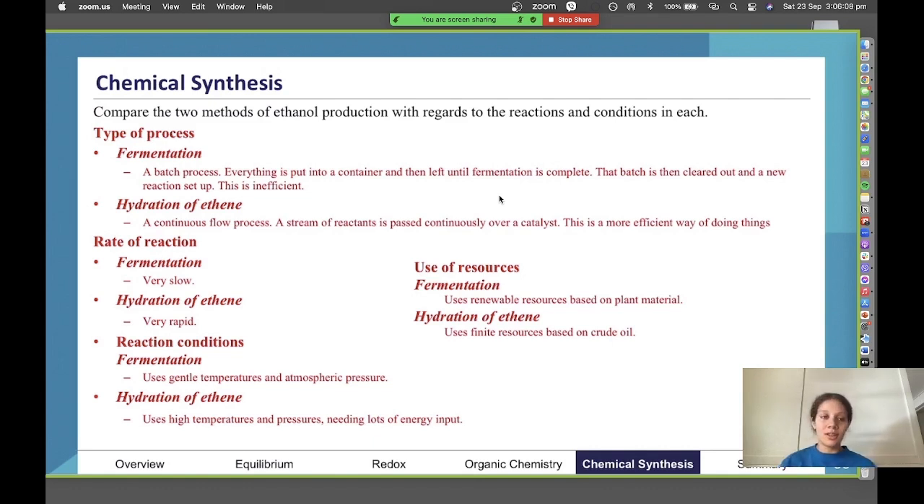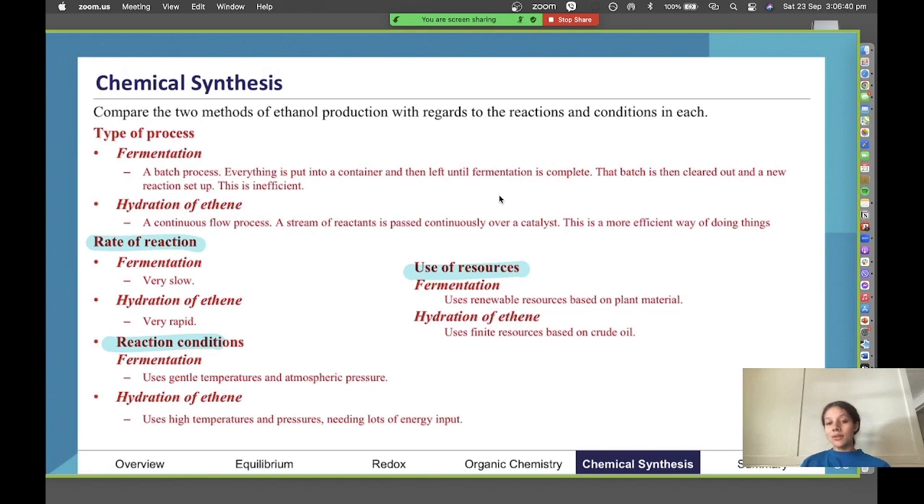So it's a little bit more efficient, but if we want to compare them on a few different metrics, we have rate of reaction, reaction conditions, and use of resources. Considering rate of reaction, fermentation is very slow. Hydration of ethene is a lot faster. For reaction conditions, fermentation uses gentle temperatures and atmospheric pressure. Hydration of ethene uses high temperature and pressure and needs lots of energy input.